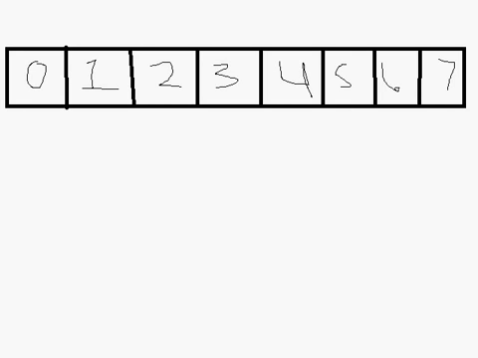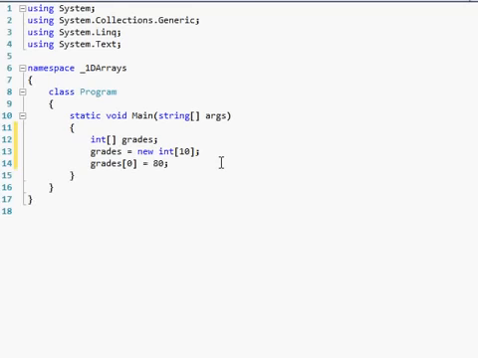So this one in our array that I just made stores the number 80. And now I can actually go in and say grade 1, grade 2, grade 3, grade 4, 5, 6, and 7, all the way up to 9, and set those all equal to a number. Now let's say you want to print out your array.